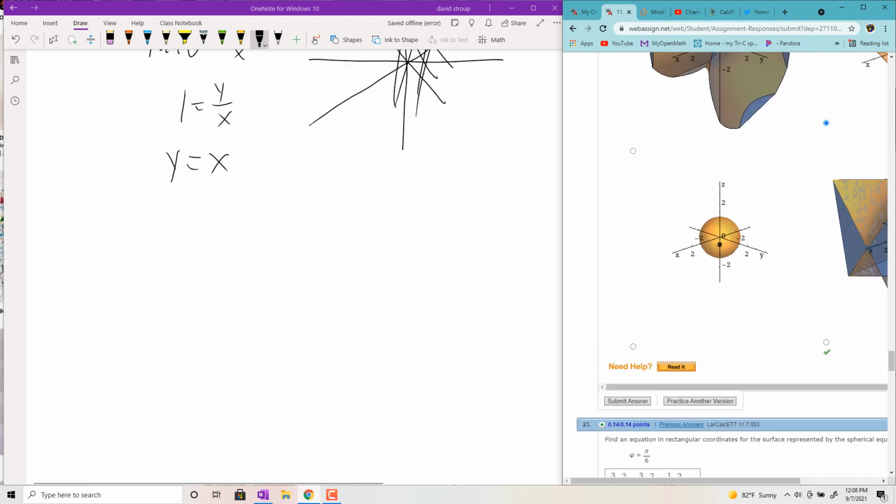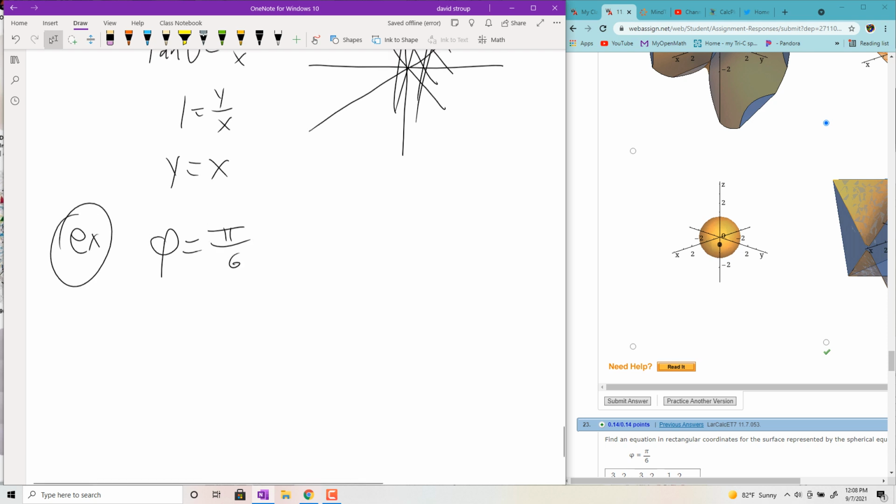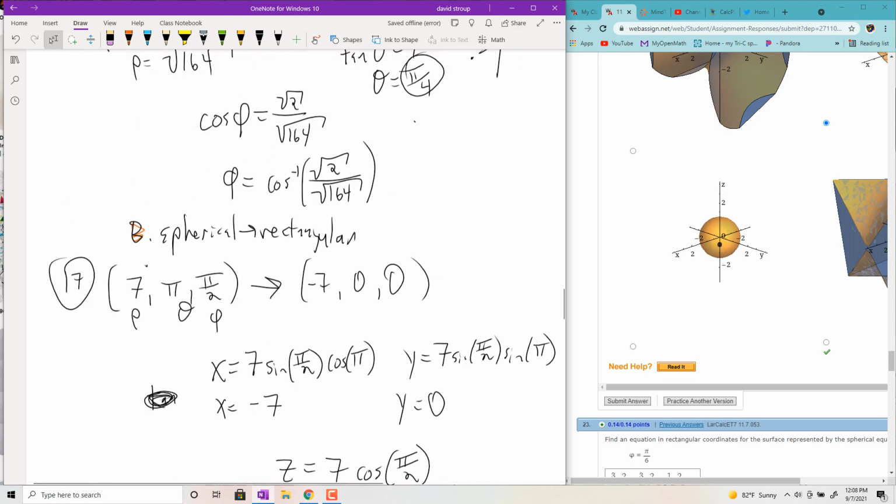Phi equals pi over 6. So another example. Phi equals pi over 6. I think you're probably going to have to go to that phi formula we produced.